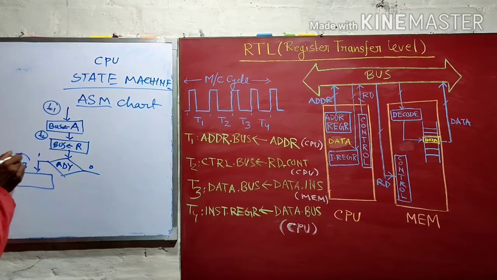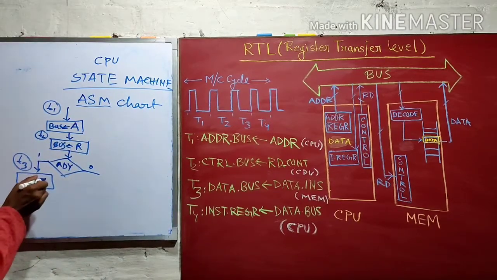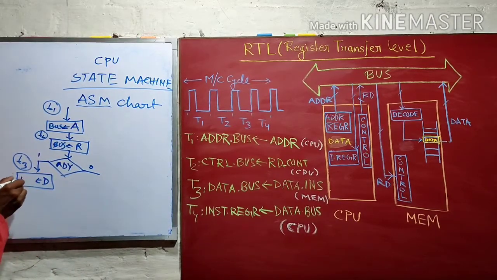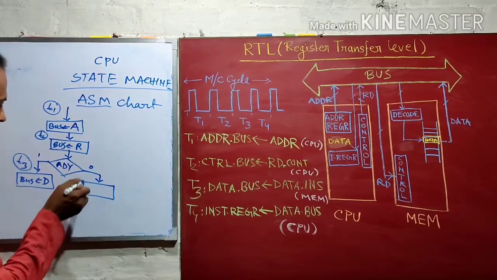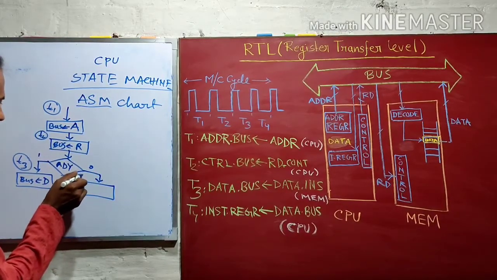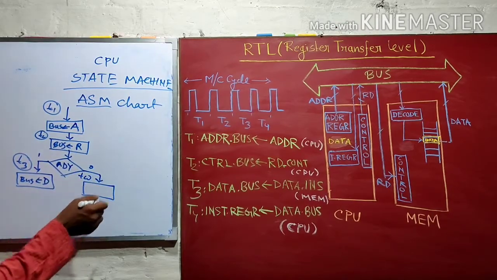This is state 3, the third state. What is the third state? In the third state, the data will be put on the bus from the memory, and if it is 0, then it will go into the waiting state. You can say TW, it is the waiting state. There, nothing will be done.